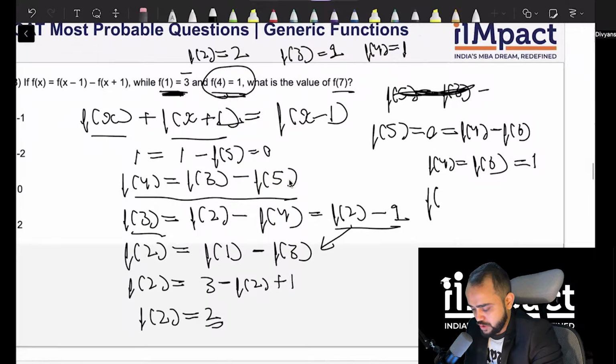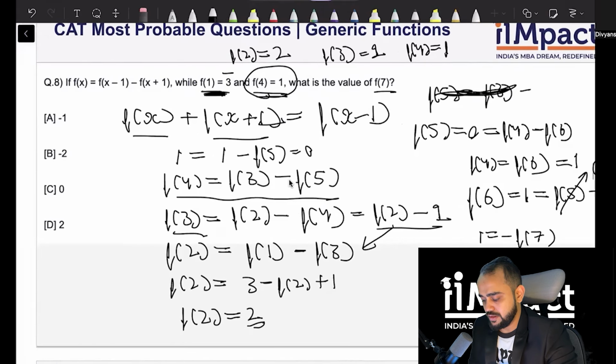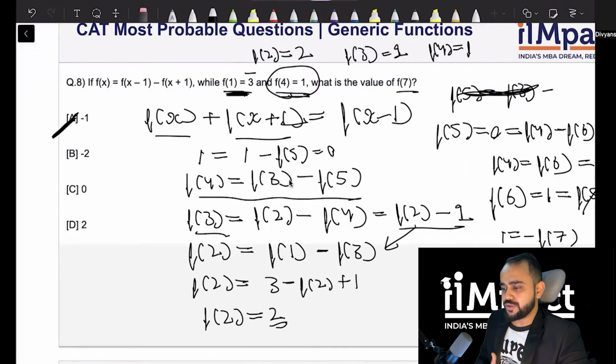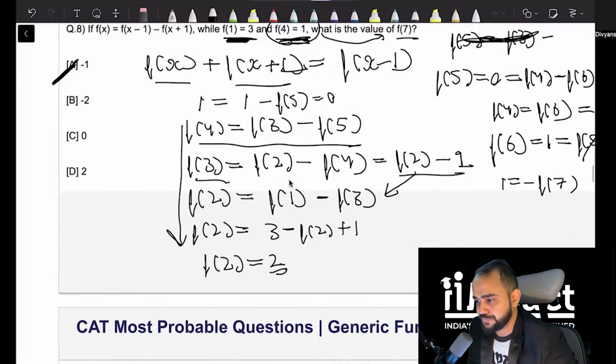Now f of 6 is equal to 1, which is equal to f of 5 minus f of 7. F of 5 is derived as 0. So 1 is equal to minus f of 7, or f of 7 is equal to minus 1. So in these sort of questions, this is the pattern you will have to follow. Whichever terms they give us, we'll try to connect those, finding the intermediate term and then traveling towards whichever direction they want us to go to.